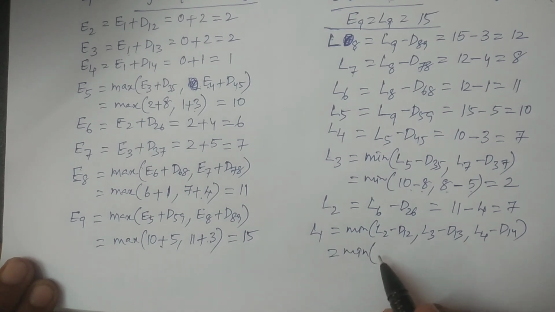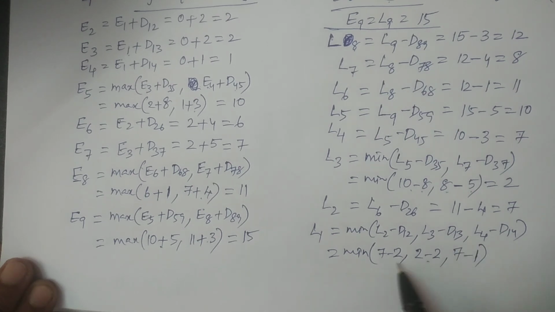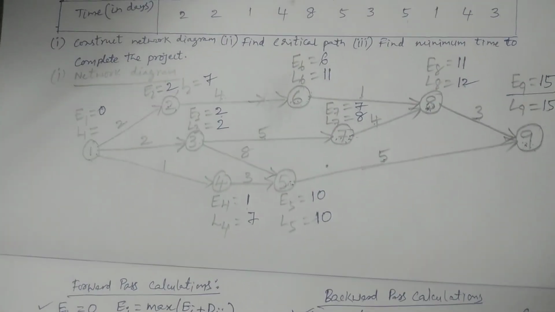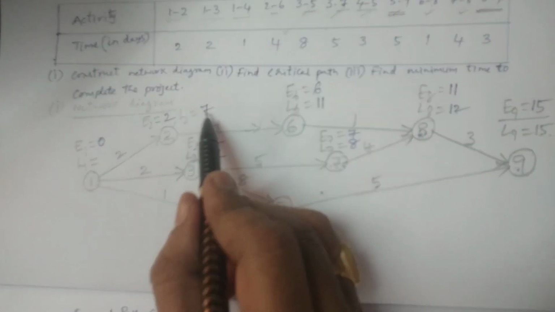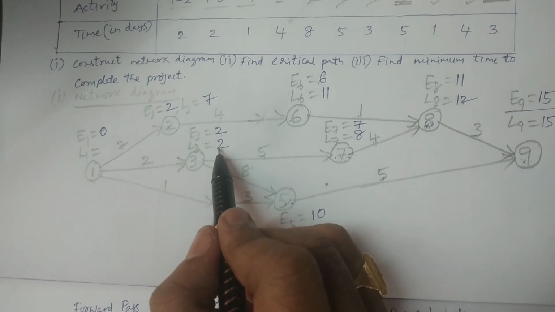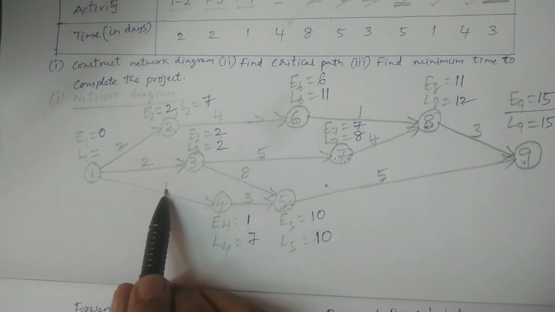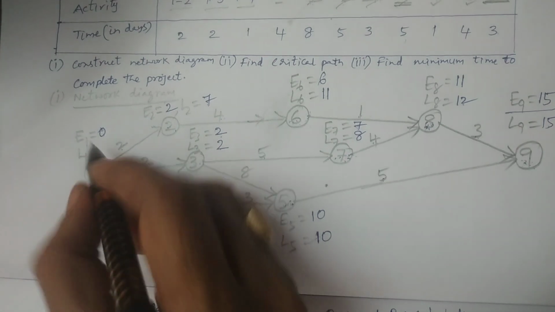L2 is nothing but 7 minus 2. L3, 2 minus 2, D13 is 2. L4 is 7, 7 minus 1. So this is 5, this is 0, this is 6. So the minimum is 0. I'll show in the figure. This is L2, 7 minus D12, which is 2, so 7 minus 2 is 5. This is L3, 2, 2 minus 2 is 0. And this is L4, 7, 7 minus duration 1, so it is 6. So the minimum is 0.